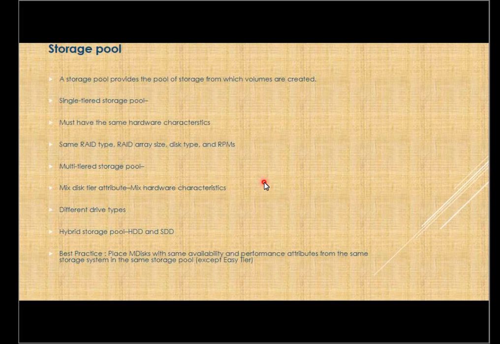Though we call this a storage pool, older versions of SVC used to call them MDisk groups. If you use any command line utility for SVC, even today, most of the commands that deal with storage pools will mention MDisk groups. So the MDisk groups that you see in the command line are nothing but the storage pools that you see in your GUI.